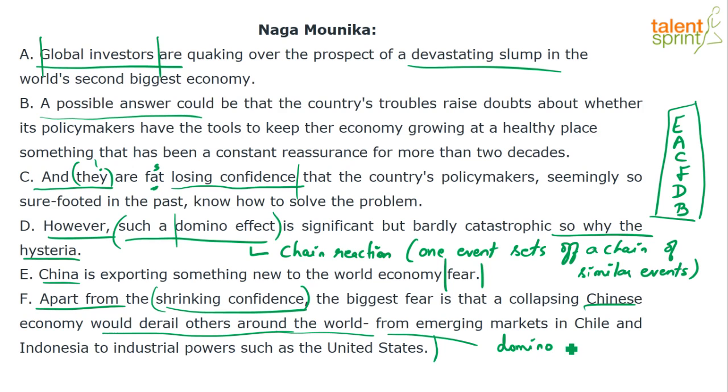However, such a domino effect is significant but hardly catastrophic. So why the hysteria? A possible answer could be that the country's troubles raise doubts about whether its policymakers have the tools to keep the economy growing at a healthy pace, something that has been a constant reassurance for more than two decades. That's it. Got it? EAC, FDB.